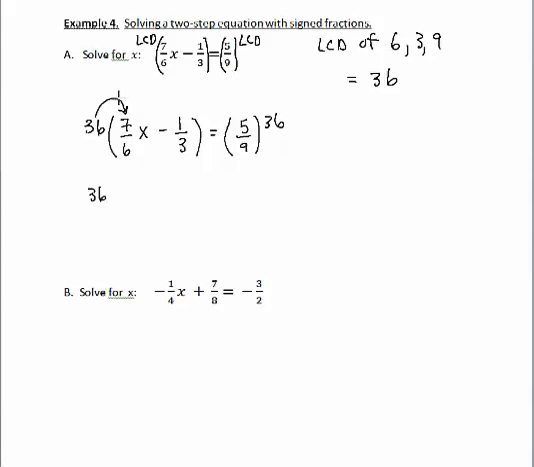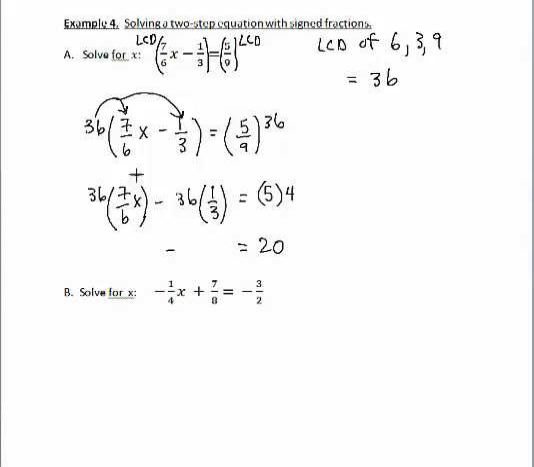I distribute. There's 2 items in this set of parentheses, so I would write 36 times 7 over 6x. Bring down the subtraction, 36 times 1/3. We already have it set up on the right, and we simply say 9 divides into 36 4 times. So instead of writing 36 and 9, I put a 4 on the outside of the 5. That becomes a 20.